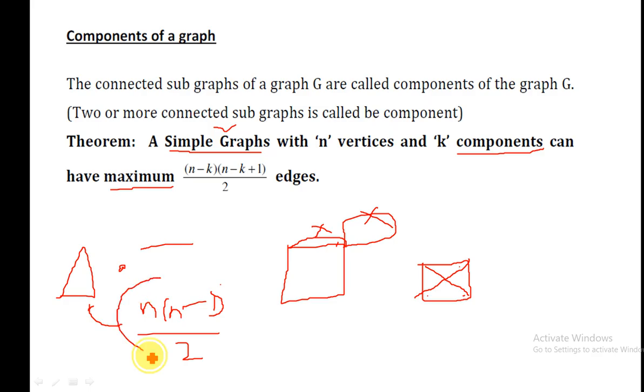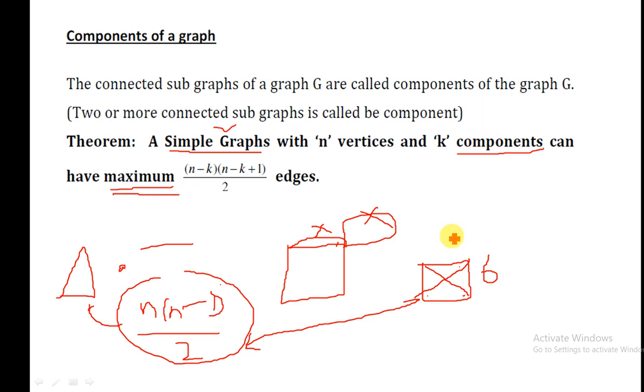So substitute in this formula for this graph. How many vertices are there? 4 vertices. Substitute n equal to 4. 4 into 4 minus 1, 3, 12. 12 by 2, 6 edges. So maximum we can draw 6 edges only. That is called the maximum number of edges.